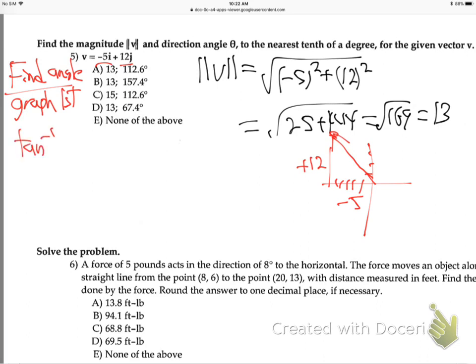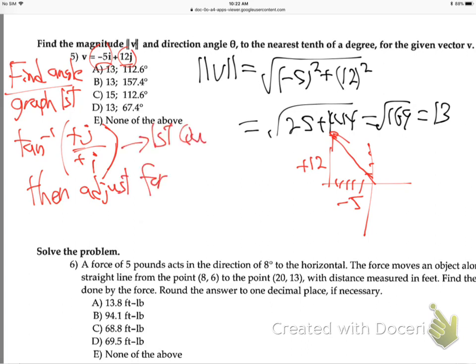And then do tangent inverse of positive B over, or J over I, however you want to say it. The J number over the I number. Positive only. Inverse tangent. Then adjust for, so this would be a first quadrant answer. Then adjust for actual quadrant. Is that making sense? What I'm saying is just do tan inverse of positive J over I.